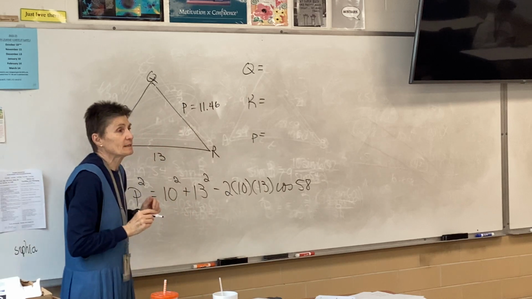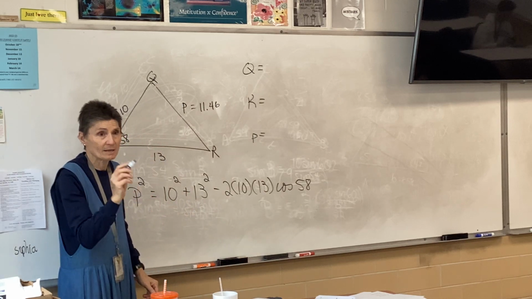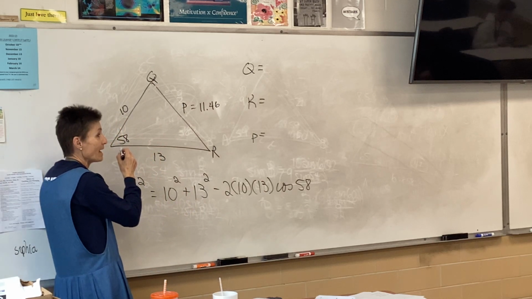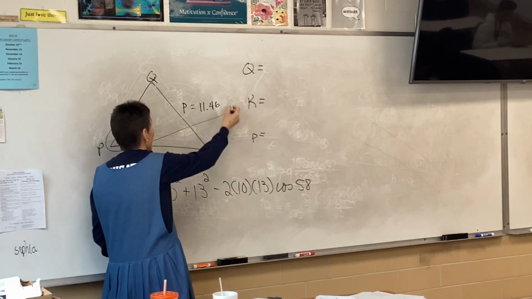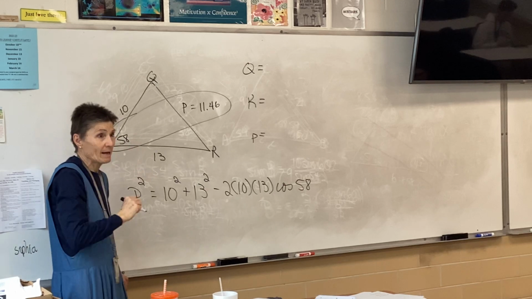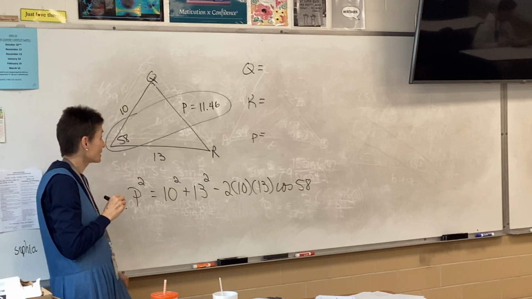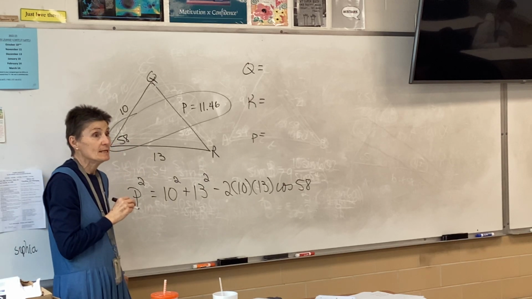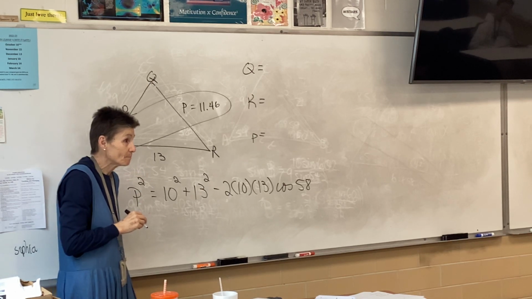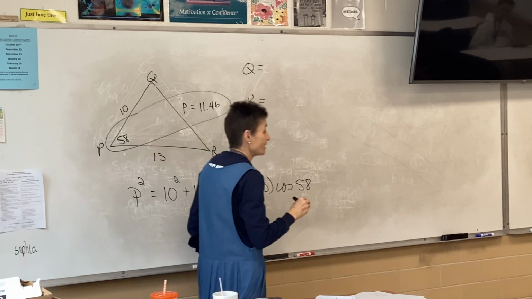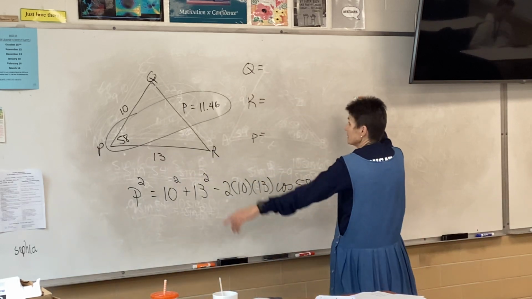I'm worried about that little tiny bit of round off error because now that I have found that side, what do I have, you guys? Now I have a pair. So to finish the problem, now I can do my law of sines. So what will that look like for the second part of the problem?